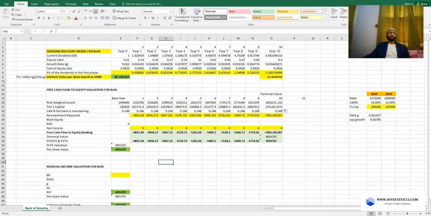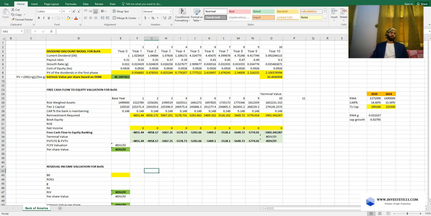Now you can see here, we have already calculated the reinvestment requirement. The reinvestment requirement is basically the increment in tier 1 capital that is happening. For year 1, the increment is year 1 minus base year. For year 2, it is year 2 minus year 1. For year 3, it is year 3 minus year 2. For year 4, it is year 4 minus year 3. Like this, the capital reinvestment required is also being calculated.